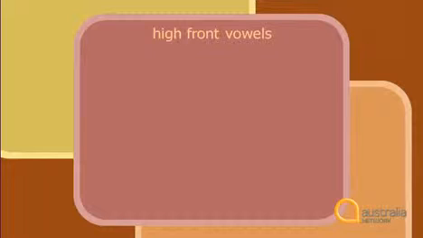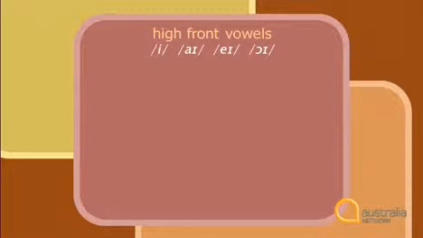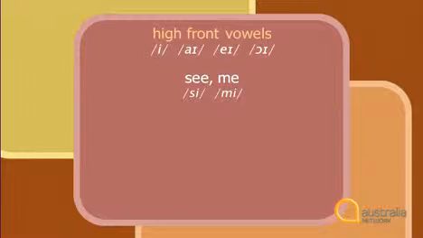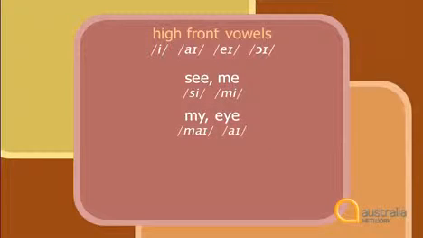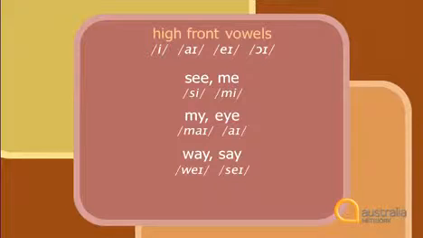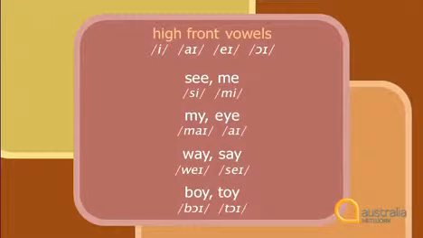Knowing when to use y and when to use w depends on the end vowel of the first word. High front vowels link with the y sound. High front vowels are ee, ih, ay, oy. The sounds that are produced with the highest part of the tongue and close to the front of the mouth. For example, see, me, my, I, way, say, boy, toy.